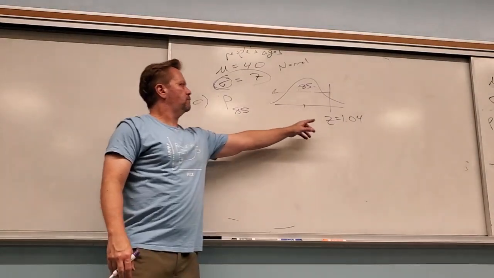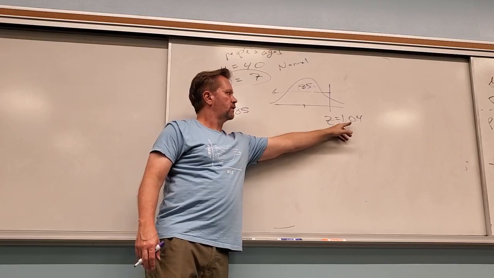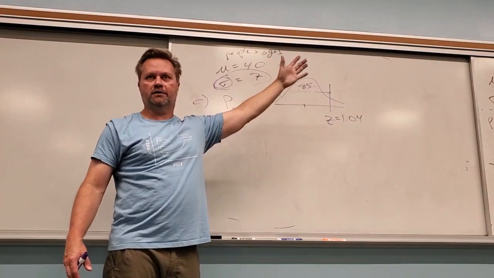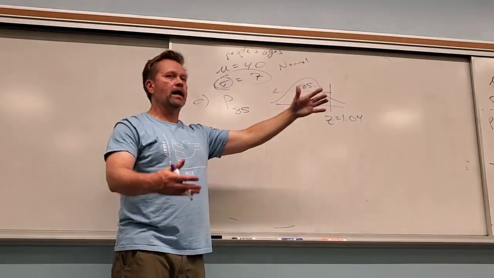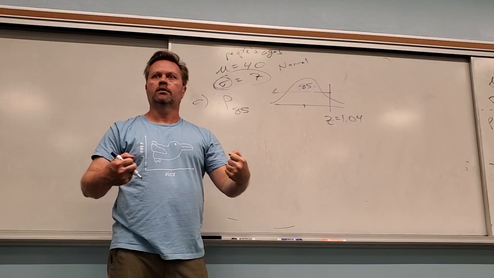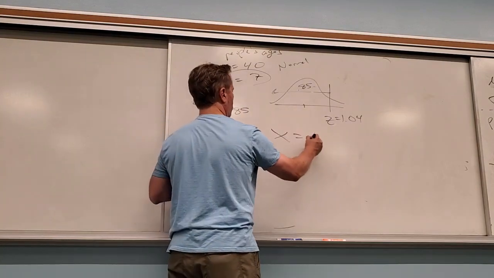Now that can't be the 85th percentile age, because I don't think somebody who's 1.04 years old is in the 85th percentile of ages. Do you guys agree with me? That's a z-score. How do I convert it back into a raw score, into an age? Z-score times deviation. I use the reverse formula, right?